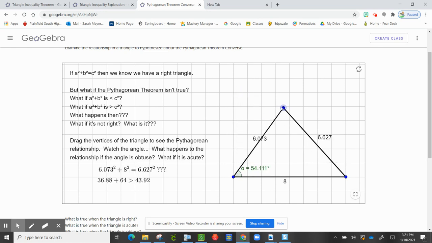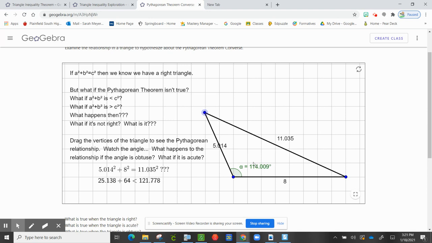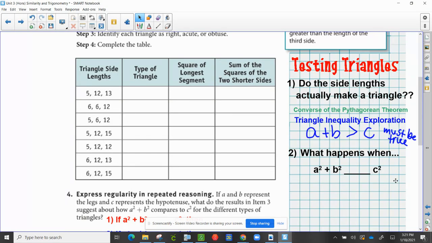But let's just play around with the vertices. So say I make this an acute triangle. So acute meaning that angle is smaller than 90 degrees. Look at what we have here. Our A squared plus our B squared is always going to be bigger, or greater than our C squared. Okay. If I make this an obtuse triangle, meaning I make that angle bigger than 90 degrees, we can see again what's happening. Our A squared plus our B squared is smaller than our C squared. So that's going to be true for any acute or obtuse triangle. So let's go in here.